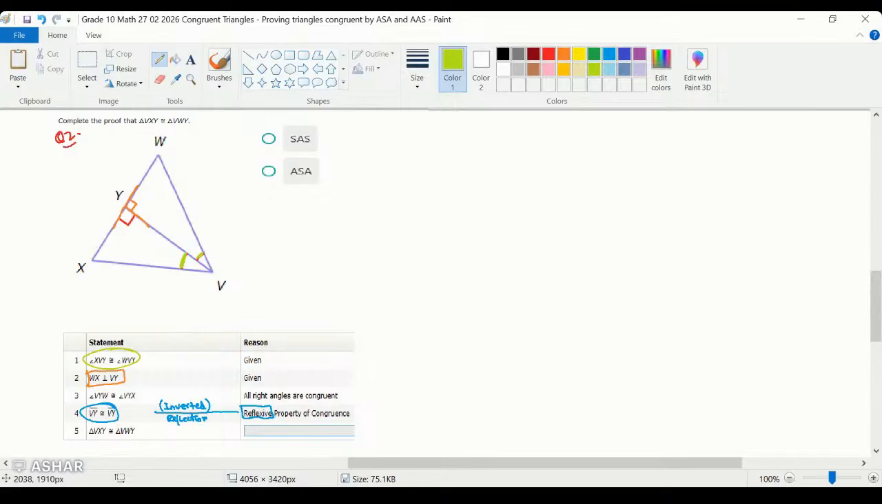So what information has been provided to us? And one more piece of information we have is that we have a common side. Agreed? So if we mark this as a common side, can we say this length would be equal to this length? Which property?